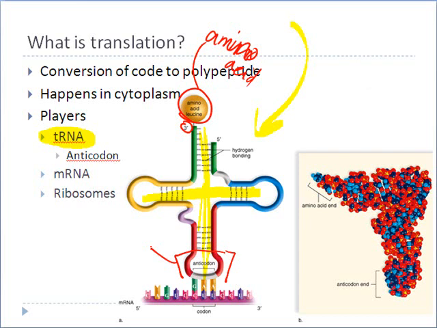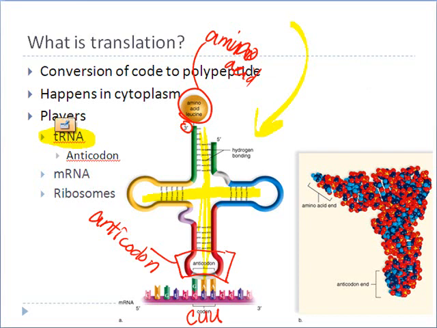complementary to the messenger RNA, and each different tRNA has a different complementary region. This complementary region is called the anticodon because it's the antithesis or the complementary base pair to a codon. In this case, this particular tRNA has the anticodon GAA, which means it's complementary to the sequence CUU on the messenger RNA. So that's one player that we're going to be discussing.